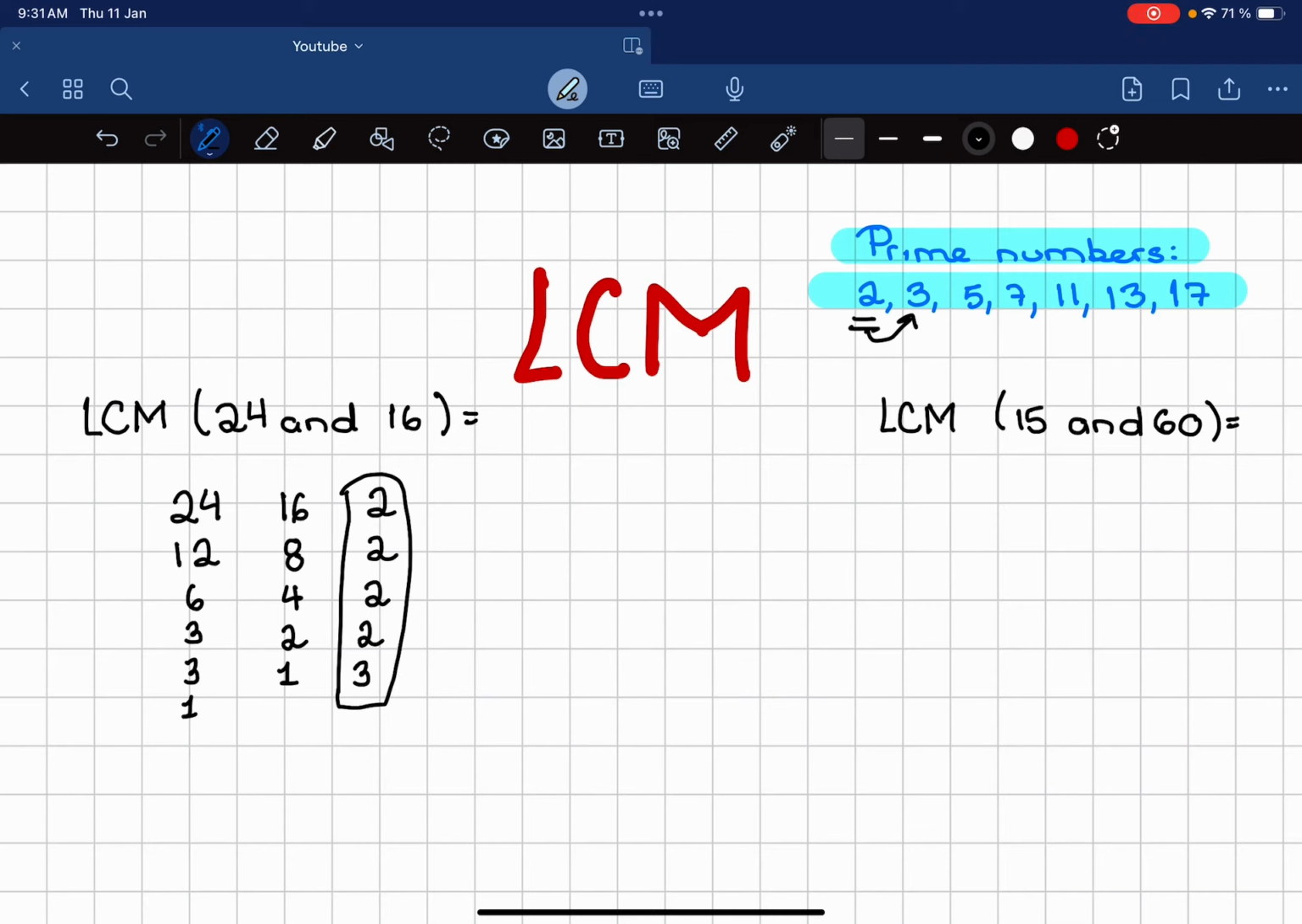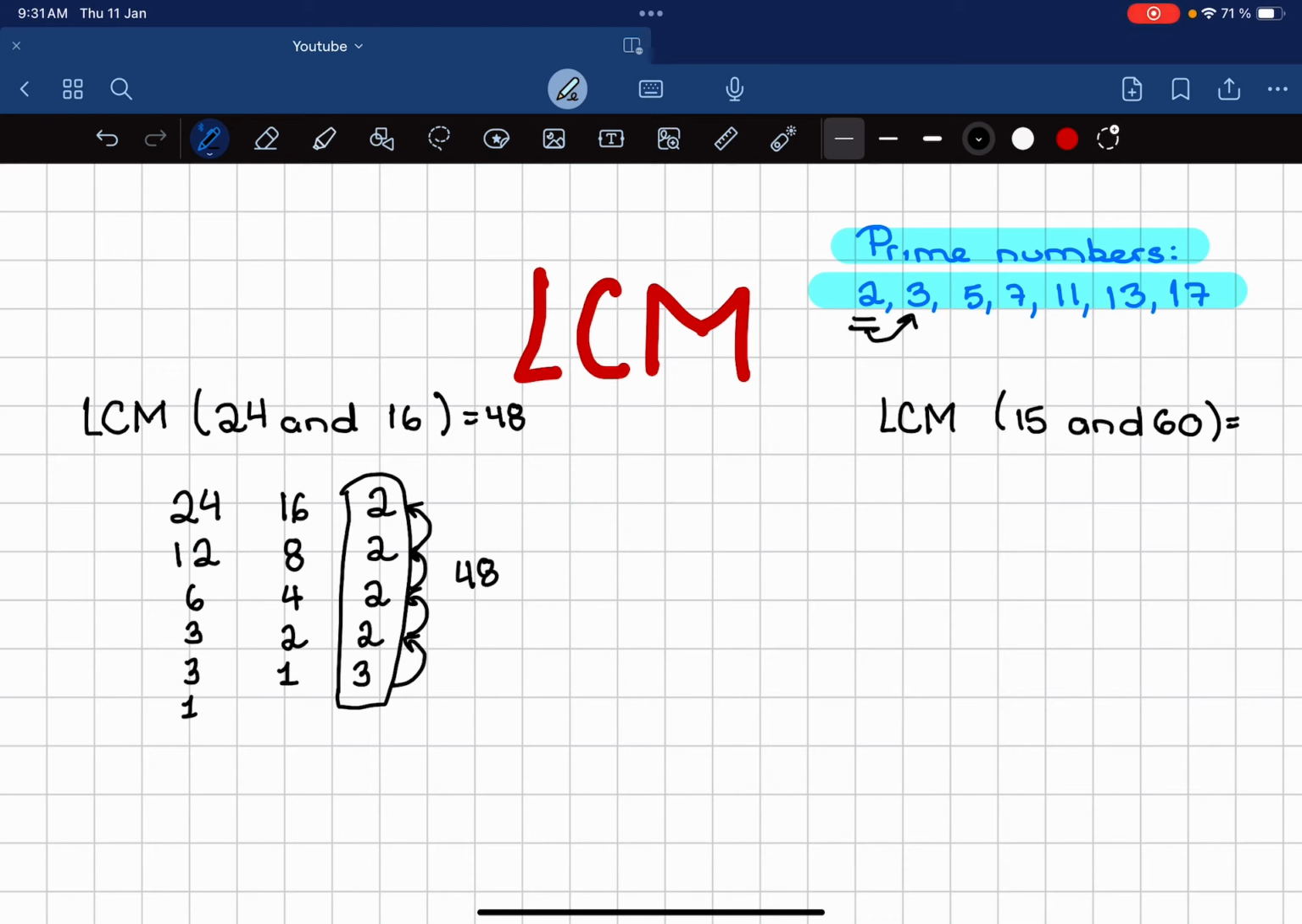How do I find the answer using those numbers? I need to multiply them. And my advice is start from the bottom to the top. So in this case, 3 times 2 is 6. 6 times 2 is 12, 12 times 2 is 24, and 24 times 2 is 48. So that means that the LCM of 24 and 16 is 48. And you finished. I know it seems to be a little bit hard and long, but trust me, it's the easiest and shortest way to find the LCM. You just need to get used to it.